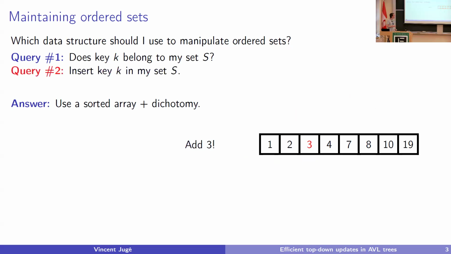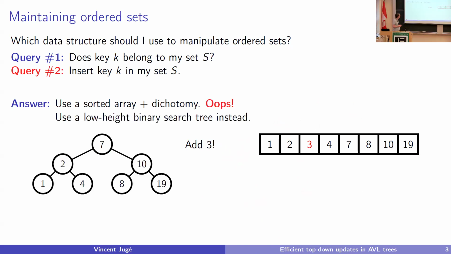Now imagine we have a second kind of query, which is that I want to insert a key K in my set. Here it's written add 3, it's an order and not add 6. What I have to do here is, I can add 3, and finding the location where I have to add 3 is easy. But then I just have to shift right every other element. And this is a super long process, so it will definitely be inefficient. And so I need to find another data structure.